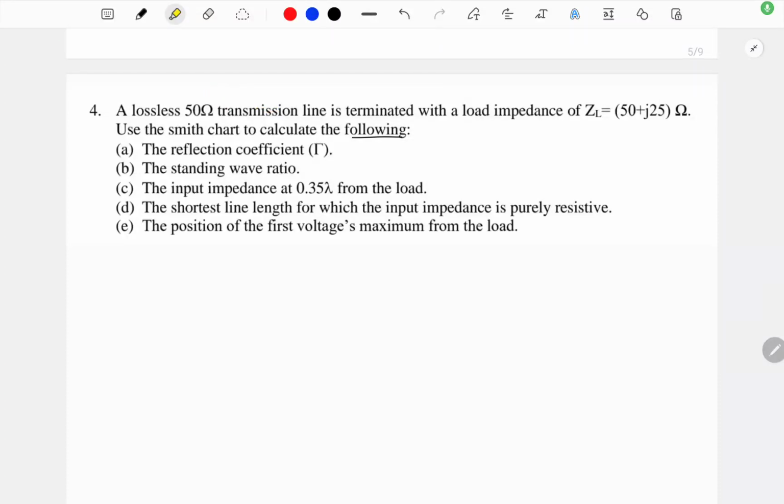So the question is saying a lossless 50 ohm transmission line is terminated with a load impedance of 50 plus 25j, and it says use a Smith chart to calculate the reflection coefficient, the VSWR (voltage standing wave ratio), and the input impedance this much lambda from the load. And yeah, we'll just get into all this.